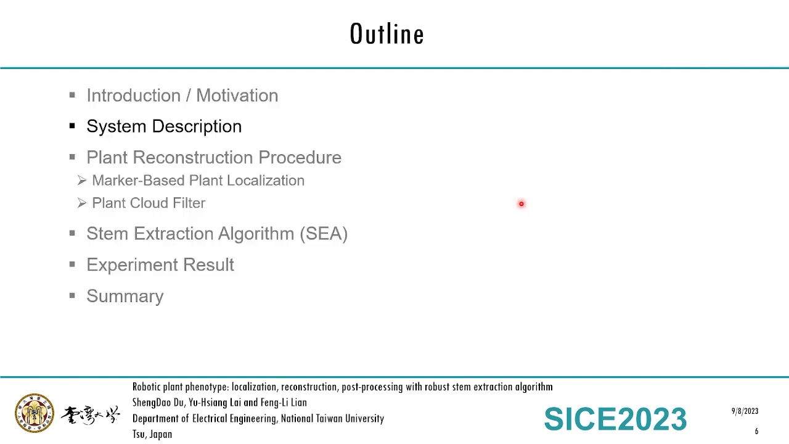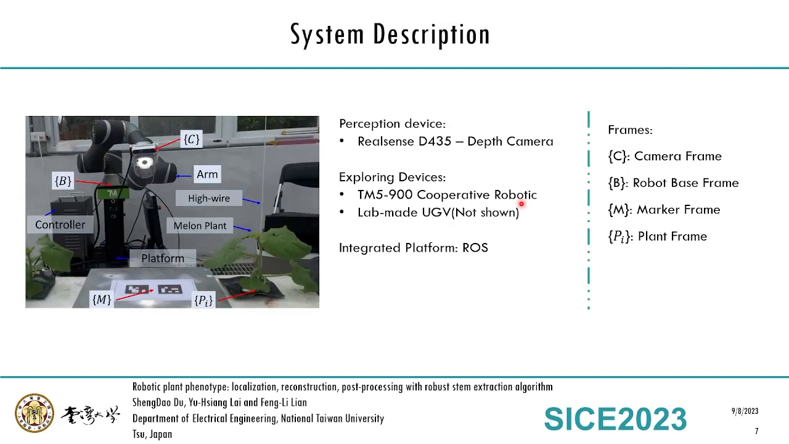I will give you the system description here. This is our proposed system. We have a depth camera called RealSense D435, and the robotic manipulator is called TM5900. And then a LiMa UGV, which is not shown in this figure. Also, we are using the ROS system, Robot Operating System, as the integrated platform, and the definition of frames is shown on the right hand side.